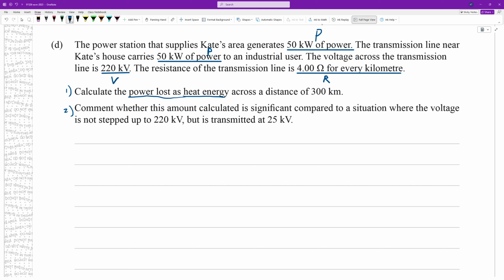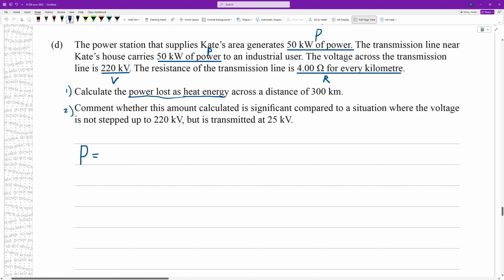So I'm thinking in question 2, we'll find that if it was only 25 kilowatts, there's a lot more heat losses. But let's work towards that. So part 1, the power lost as heat energy. That heat energy is lost through the resistance of the line, so we know we're going to need to include resistance.